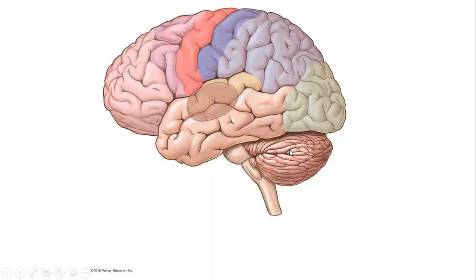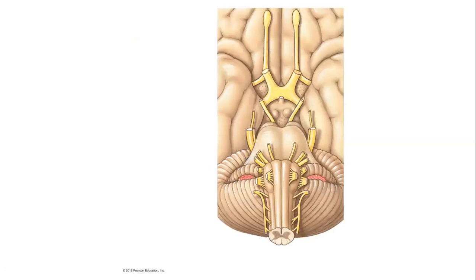True or false? Smell and balance go through the thalamus. False. Remember, almost everything sensory goes through the thalamus except smell and balance. And they argue about smell, actually. This is kind of nice, so just make sure you count them.